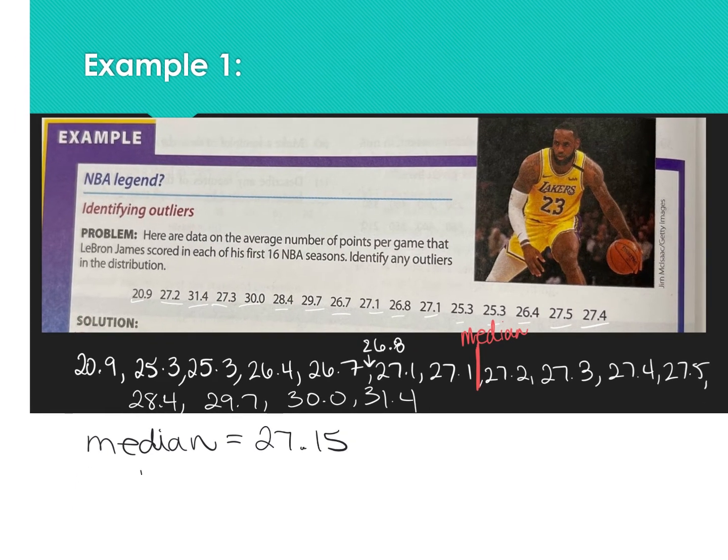Now to find the first quartile, I want the middle of the bottom half. So there's 8 values here, right? So quartile 1 is going to be the middle of the 8. Where is that going to be? Between the 4th and 5th value, right? So 1, 2, 3, 4. My median is going to be here, between 26.4 and 26.7. And so 26.55 is my quartile 1.